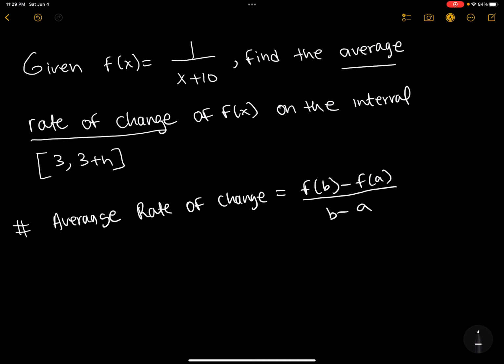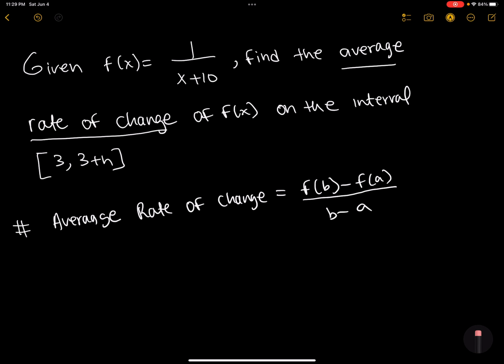So we're given a question and we're told to find the average rate of change of this function on the interval 3 comma 3 plus h. Let's figure out how we can figure that out. So we need to use this formula. It's called the average rate of change formula, which is basically this.